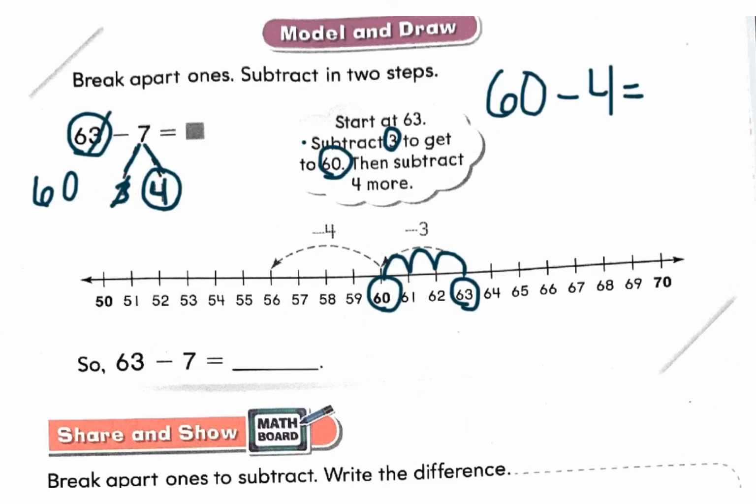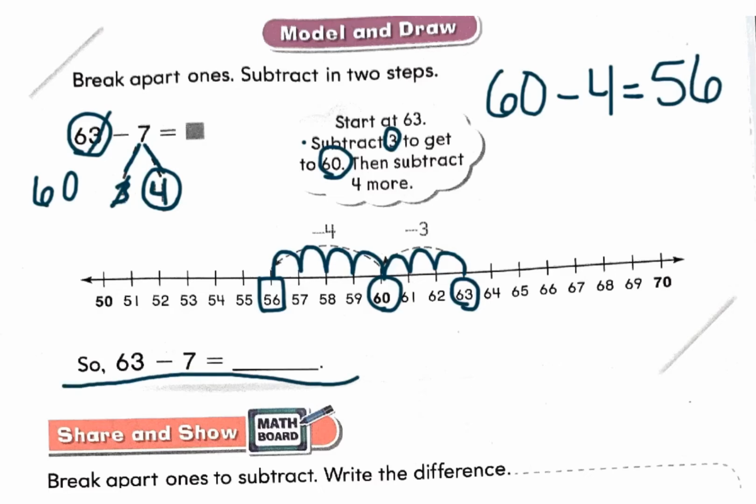Let's use the number line. 60, subtract 4. That means going backwards. 1, 2, 3, 4. You got it. 56. So 63 minus 7 is 56. Yep, you got it.